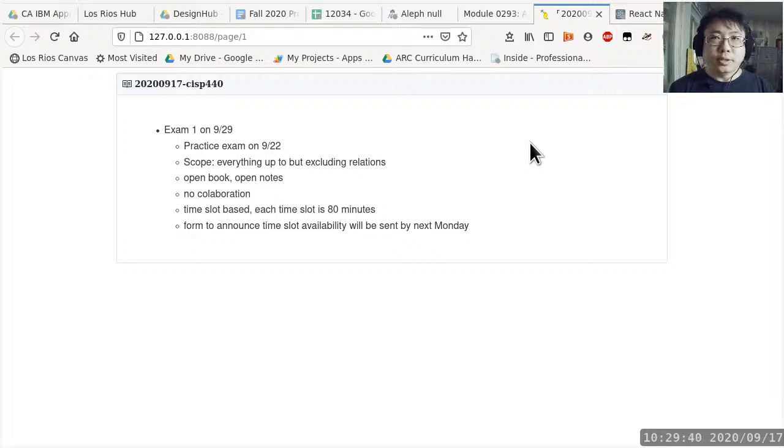So the other 2 exams will be more closely spaced. The second exam, the final exam, will be more closely spaced. So I will talk about all of these items when we get to it. Right now we are just waiting for everybody to join us.